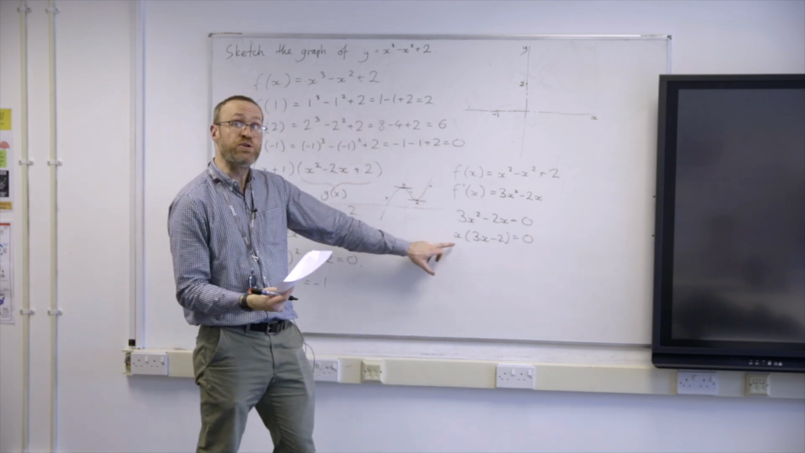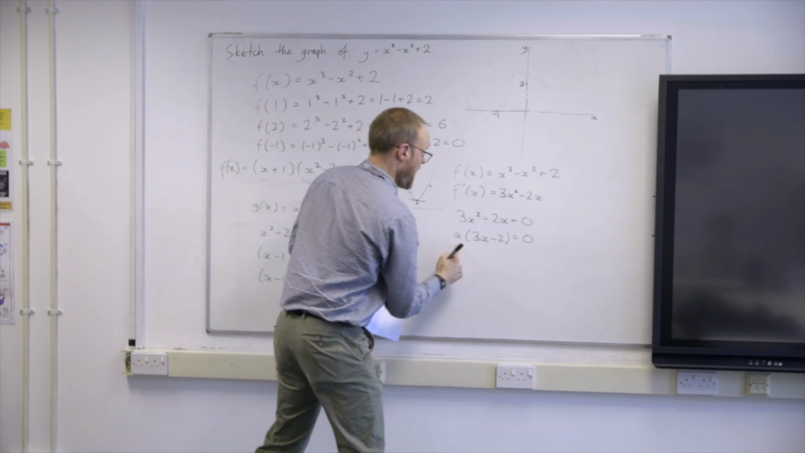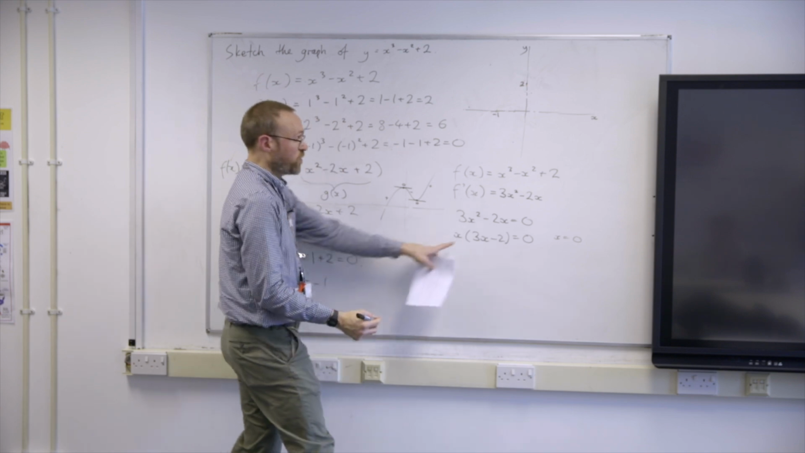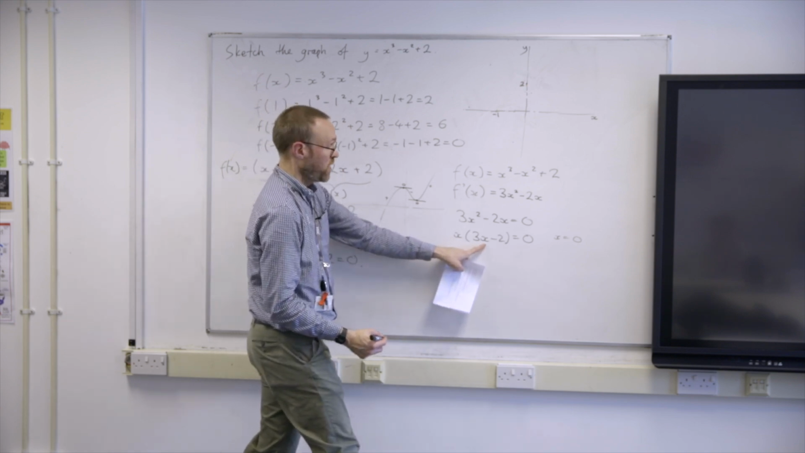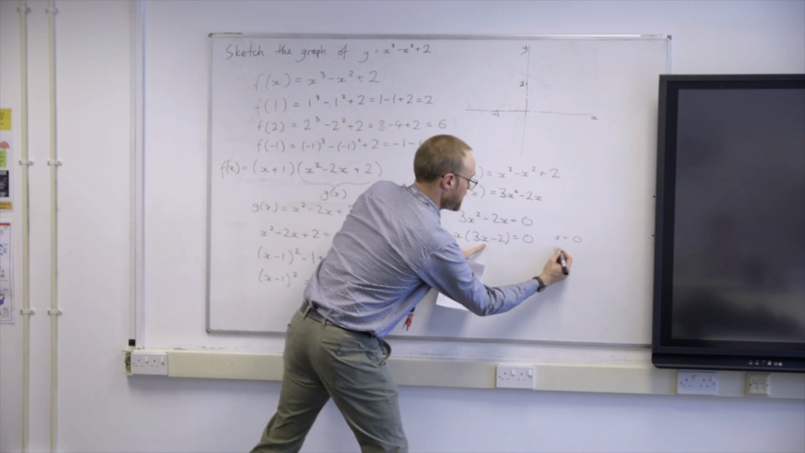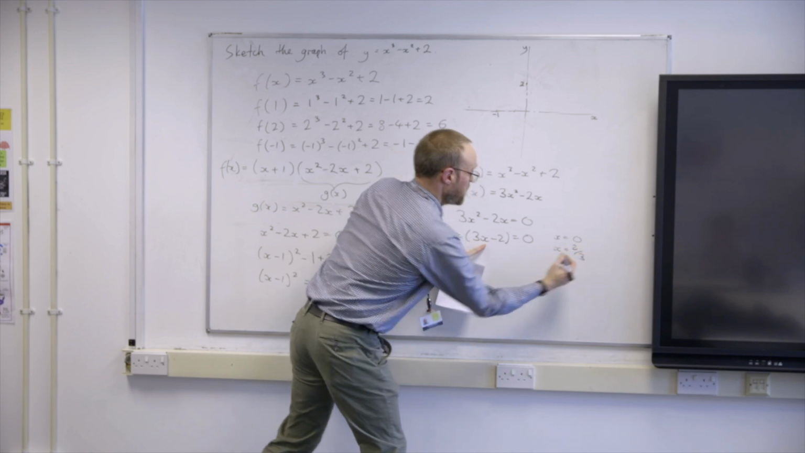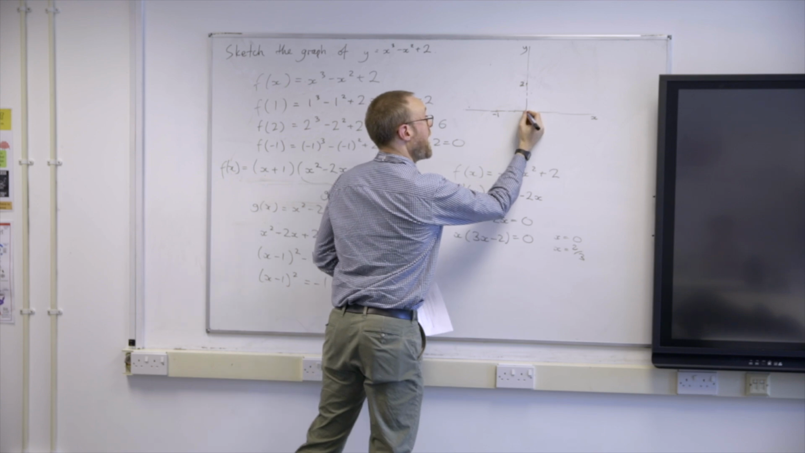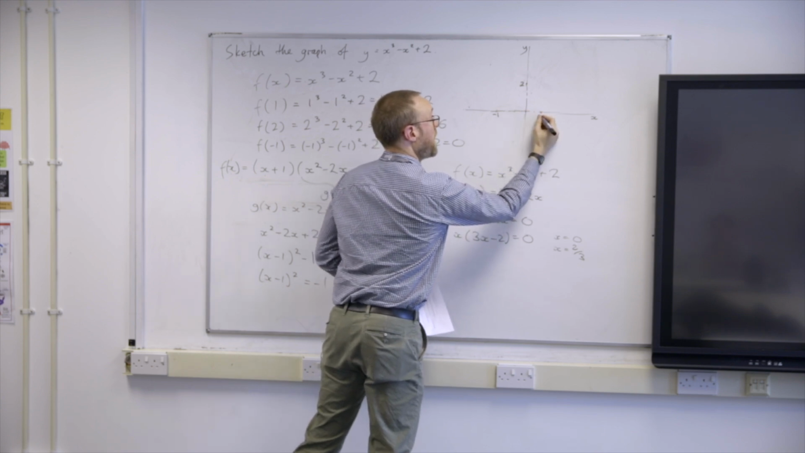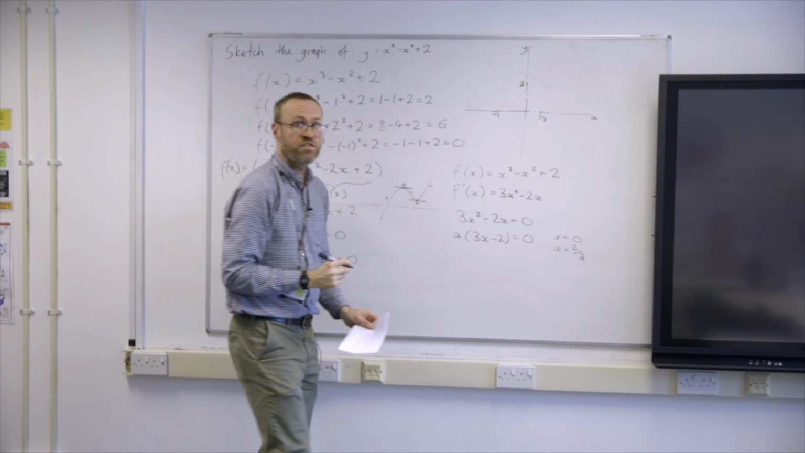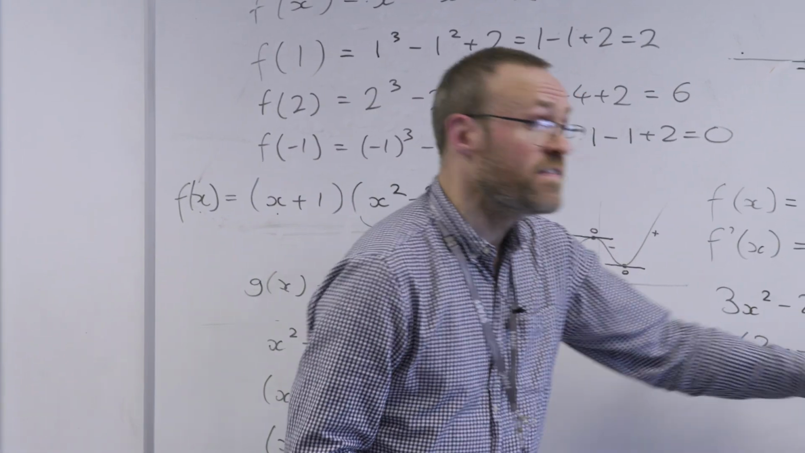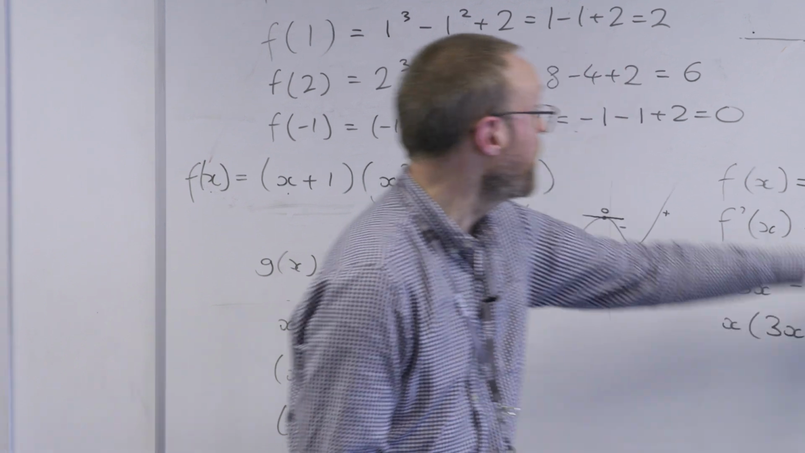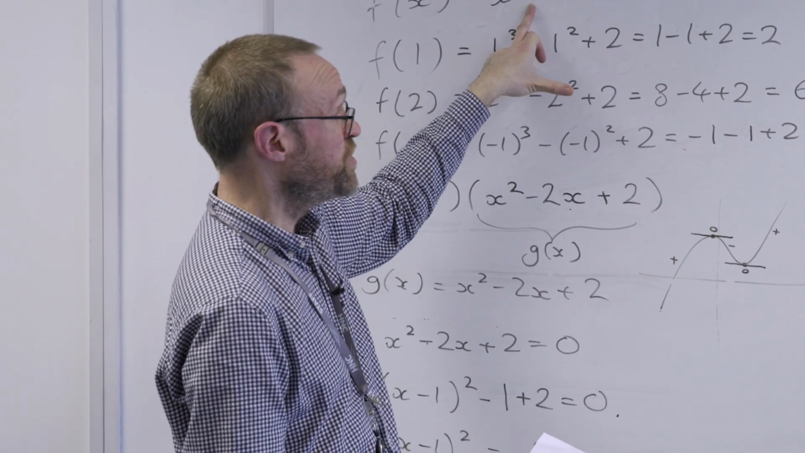And there are then two solutions to that quadratic, which are x equals 0. This could be 0. And x equals 2/3 will give me that. So those are going to be where my turning points are. So there's going to be a turning point at x equals 0 and a turning point at x equals 2/3. Then I need the coordinates of those turning points. So I'm going to take these values and put them back into this equation.